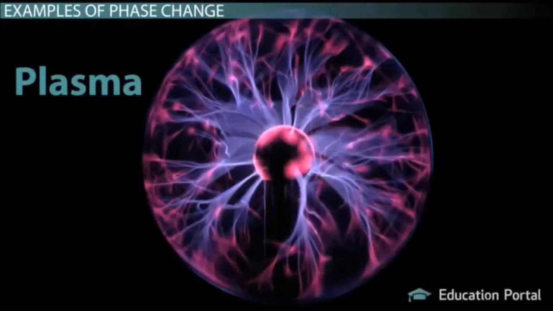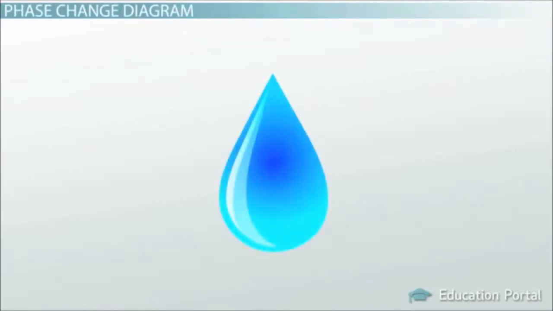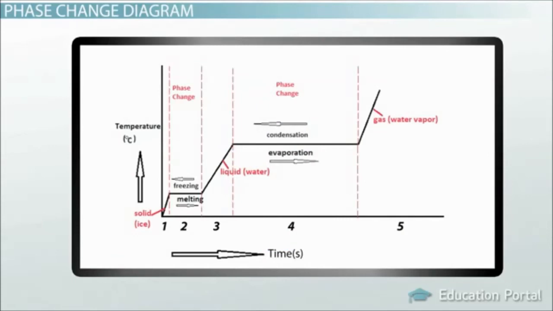Gas can also change into a plasma. In order to do this, you have to add an enormous amount of energy to the gas in order to free up the electrons from the atoms. Let's take a look at phase change as it pertains to water. This will apply to all substances, but we are all most familiar with water. Phase change is often shown in a diagram like this one.